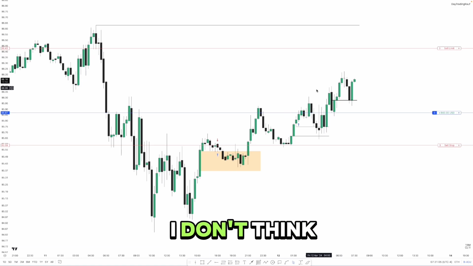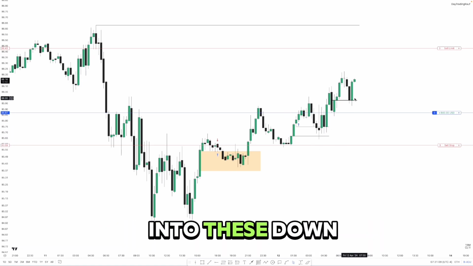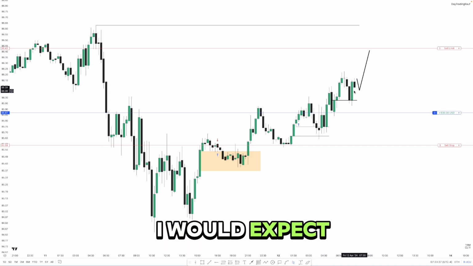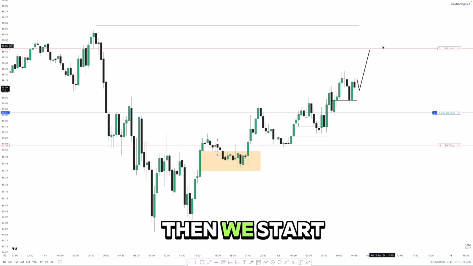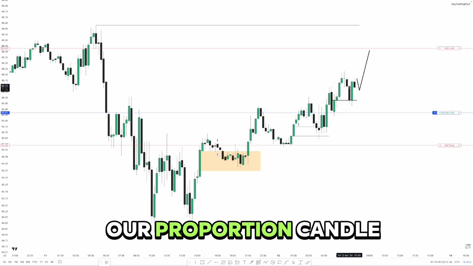In my opinion, I don't think oil will have any retracements lower. If we have any retracements, it will be into these down close candles. But this is what I'll be looking for, price to trade lower, and then we start trading higher into the buy side. As we are trading lower here, I would expect us to trade into 50%, then we start trading higher. And this is our proportion candle.